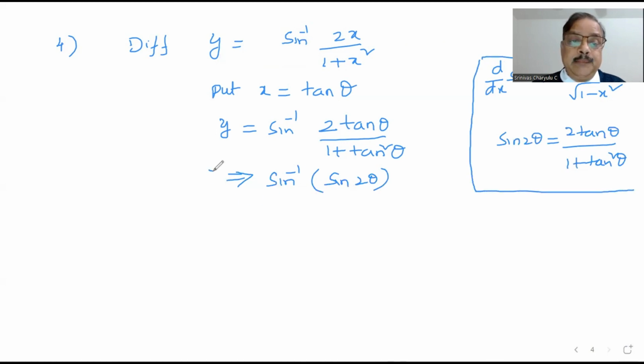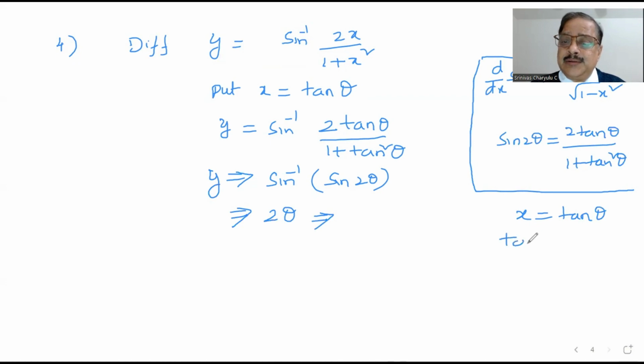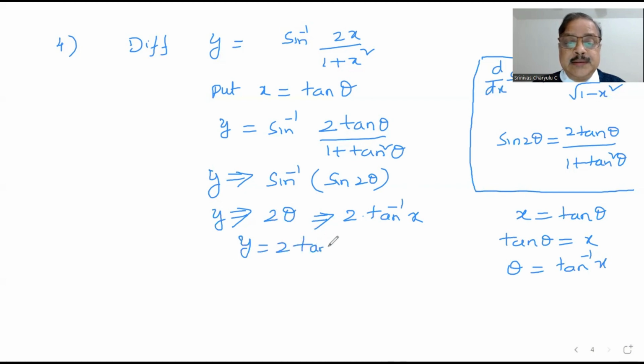Same thing now if you apply. Now sine inverse sine 2 theta, that is nothing but sine inverse and sine, they get cancelled. You will get 2 theta. So what is theta now here? x is equal to tan theta. Therefore, theta is called tan inverse x. So tan theta is equal to x, therefore theta is equal to tan inverse of x. So you write here 2 tan inverse x. That is called y here.